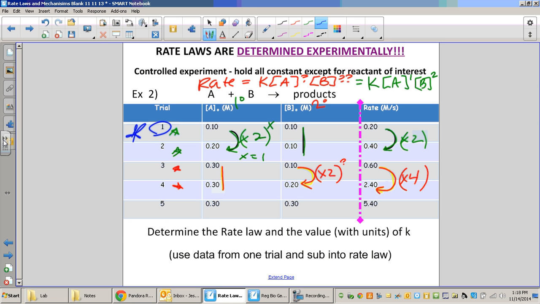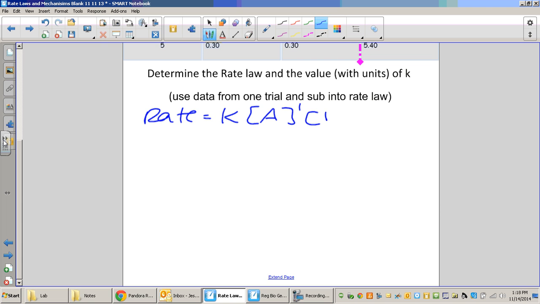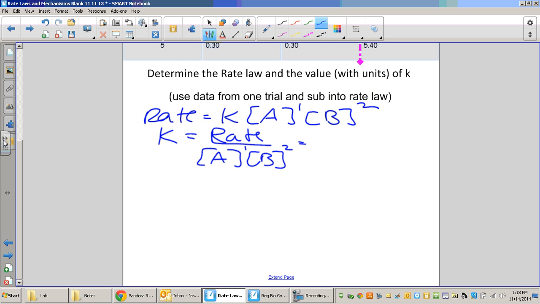Guys, you have to tell me the numbers because I'm going to scroll down. So rate is equal to k, A to the first, B to the second. I'm going to isolate k and then plug in numbers because I just like to do that. So k is equal to what? Rate over A to the first, B to the second. All right, give me the rate for trial 1.